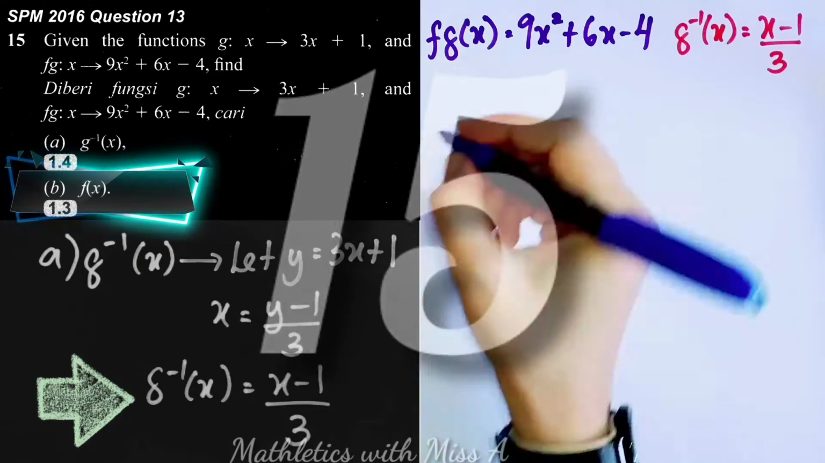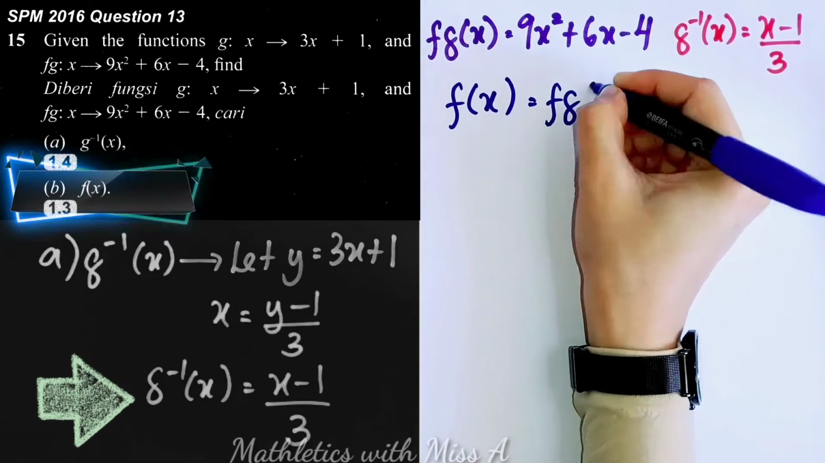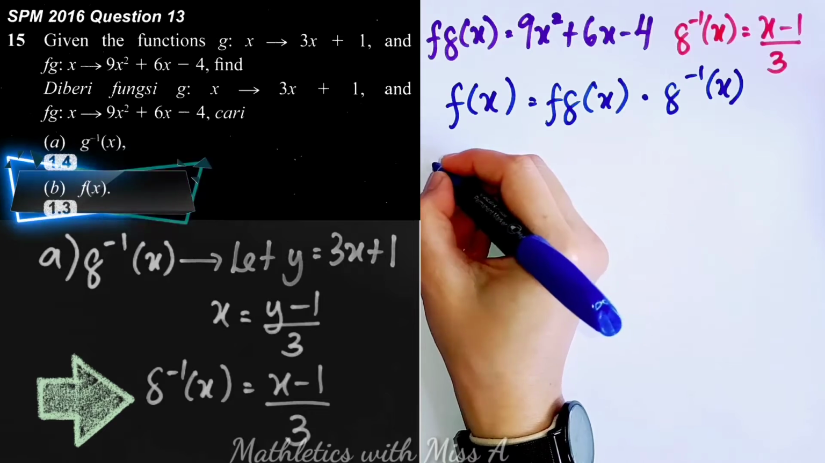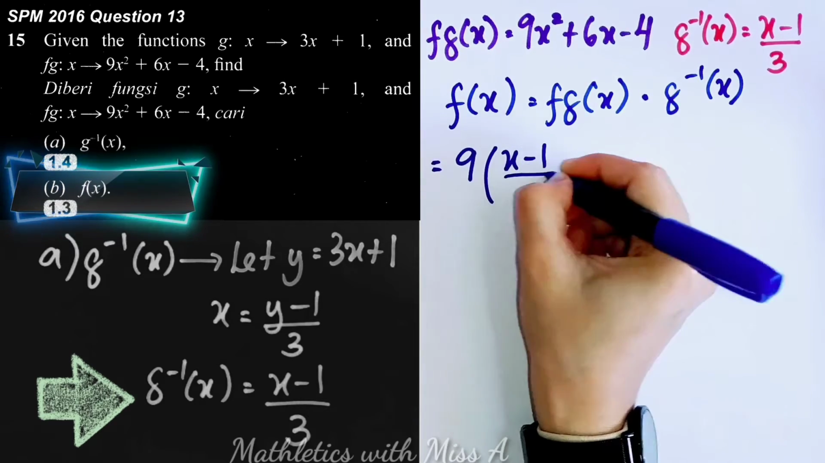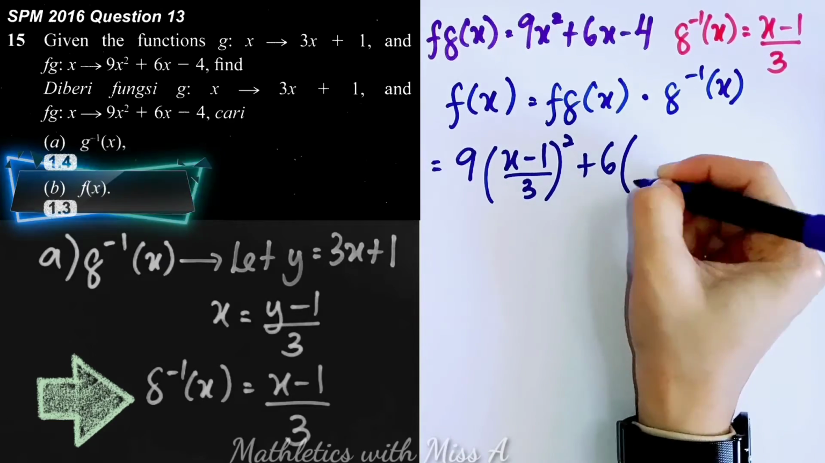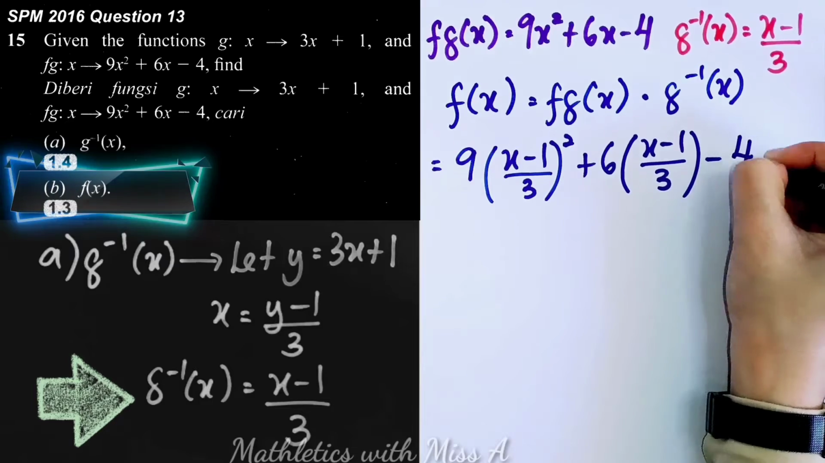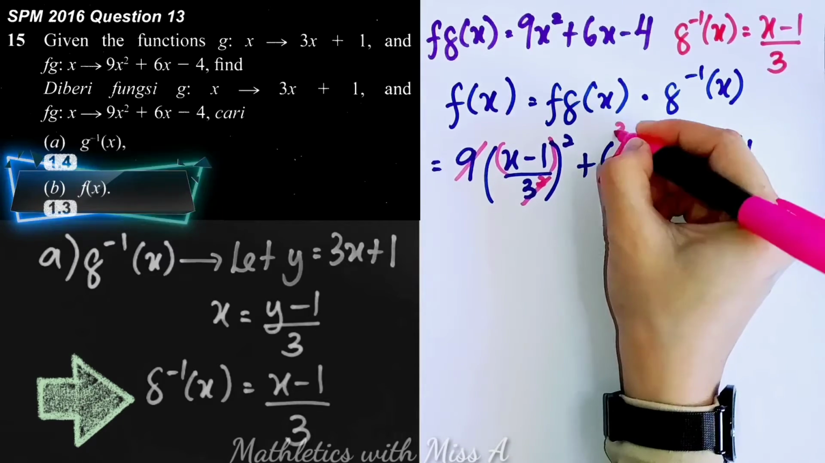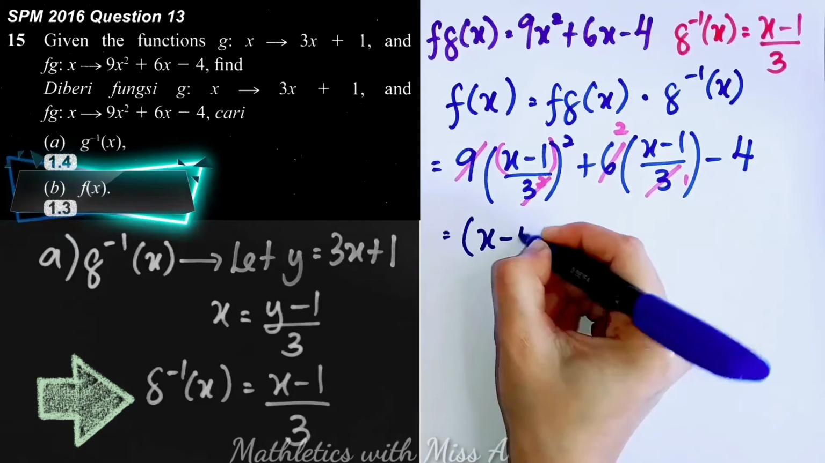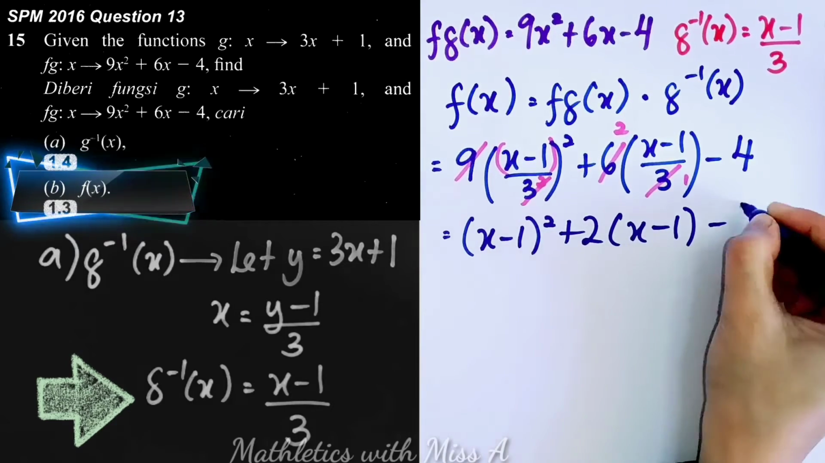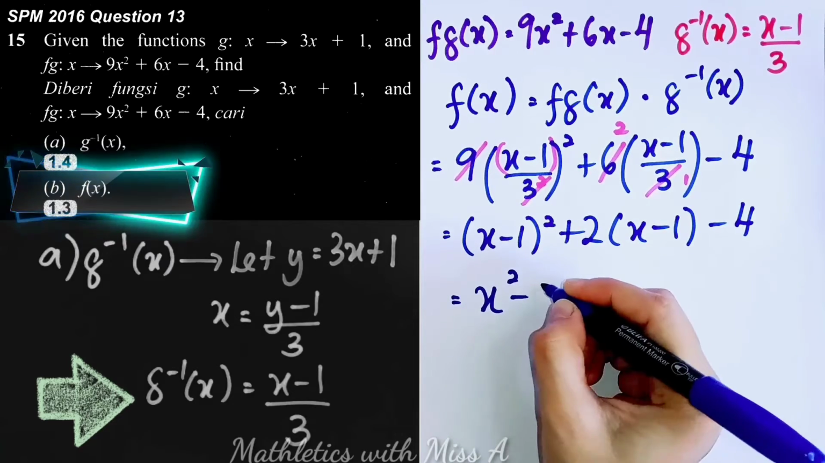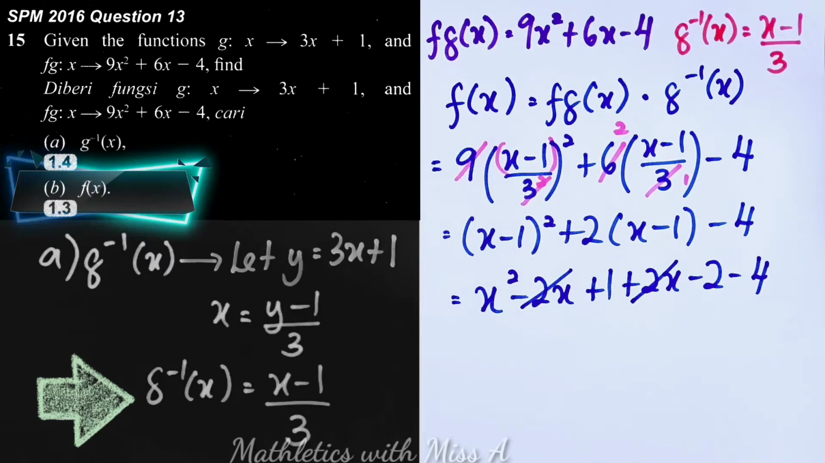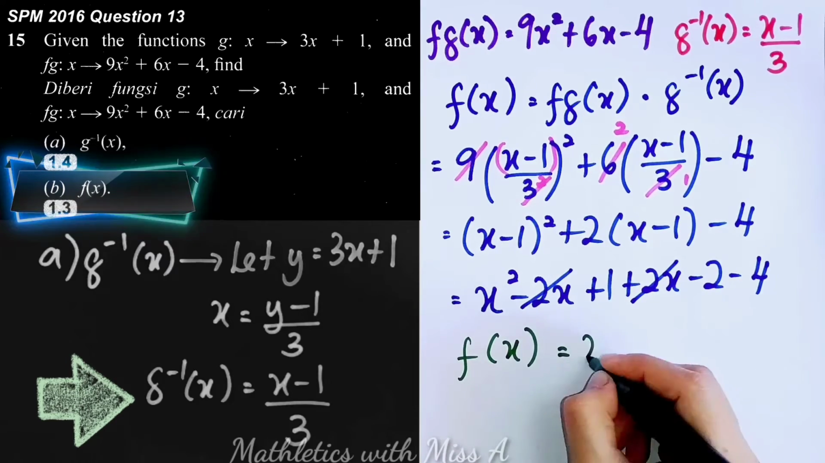B, mencari nilai f(x) equals to fg(x) times g inverse x yang kita dapatkan jawapan di A tadi. So masukkan g inverse x ke dalam fg(x), maka 9 in bracket x minus 1 over 3 to the power of 2 plus 6 in bracket x minus 1 over 3 minus 4. So cancel each other dan kecilkan. So yang tinggal x minus 1 to the power of 2 plus 2 in bracket x minus 1 minus 4. So expand, x to the power of 2 minus 2x plus 1 plus 2x minus 2 minus 4. So cancel each other. So fungsi f(x) equals to x to the power of 2 minus 5.